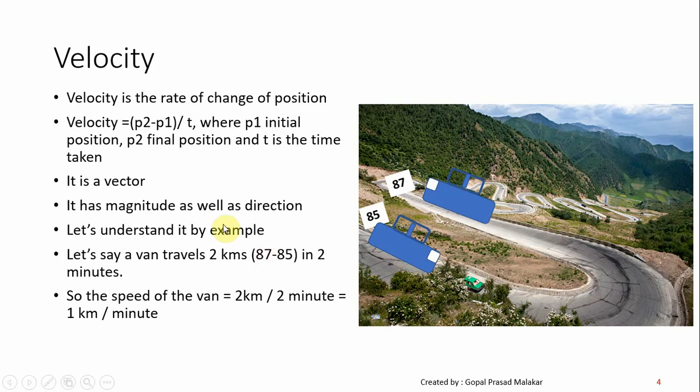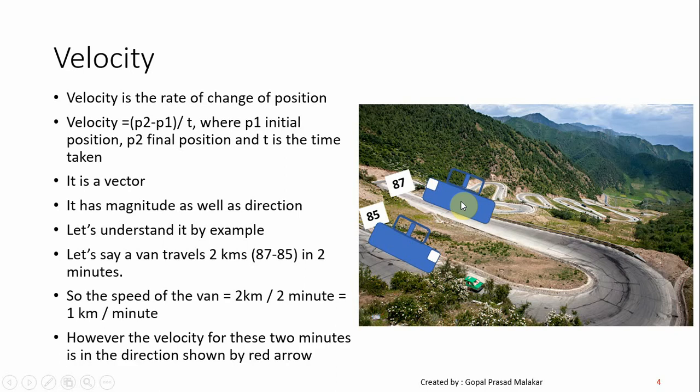Now let's understand what the velocity is. Before that, just understand what the direction of velocity is. The initial position is here, the final position is here. So the arrow will be shown by this kind of red arrow. The velocity is in the direction of this red arrow, because this is the initial point P1 and this is the final position P2.